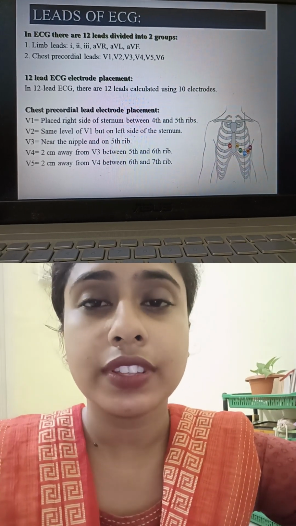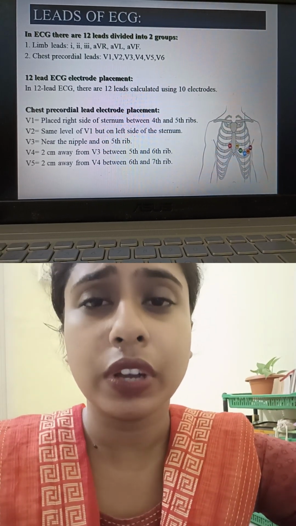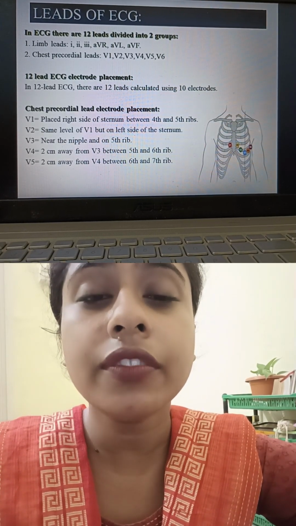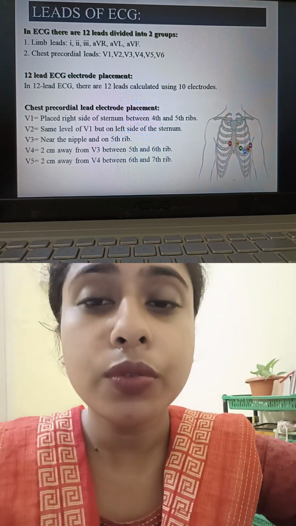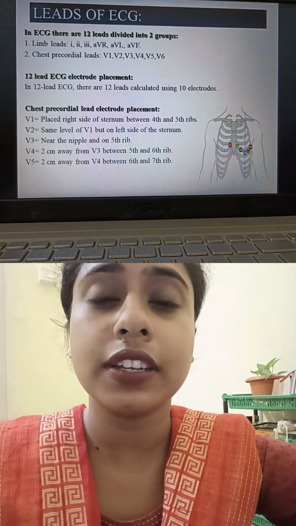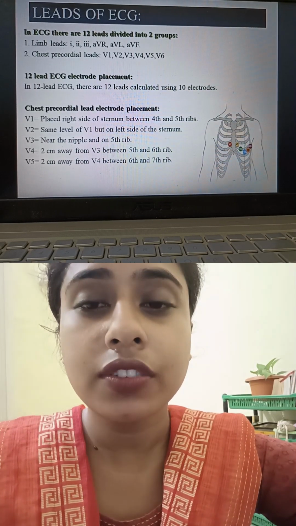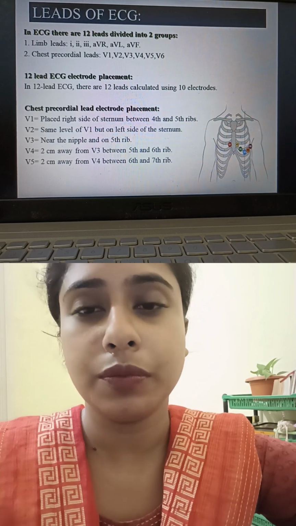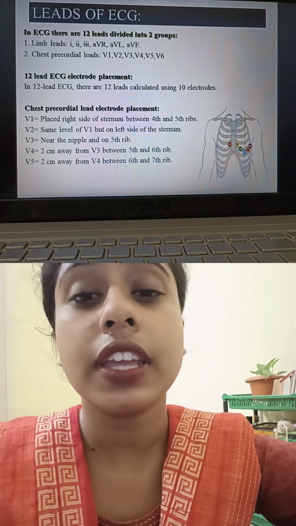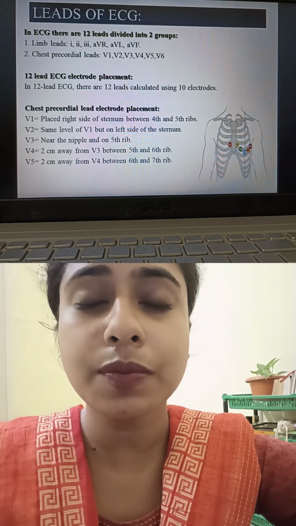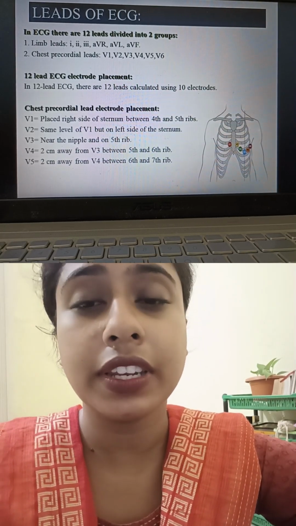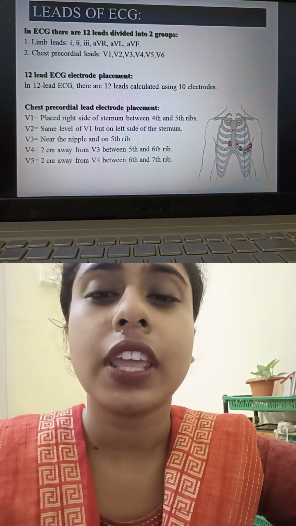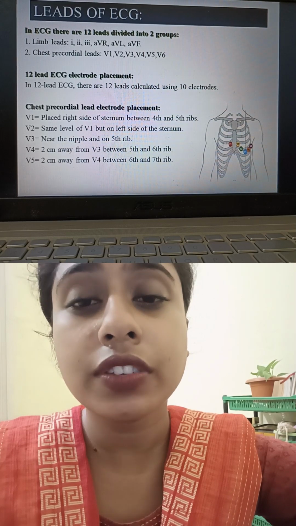So you can see V1. V1 is placed on the right side of the sternum between the 4th and 5th rib. V2 will be at the same level, but on the left side. V3 is near the nipple, over the 5th rib. It will not be placed on the intercostal space, but on the rib, that is the 5th rib.